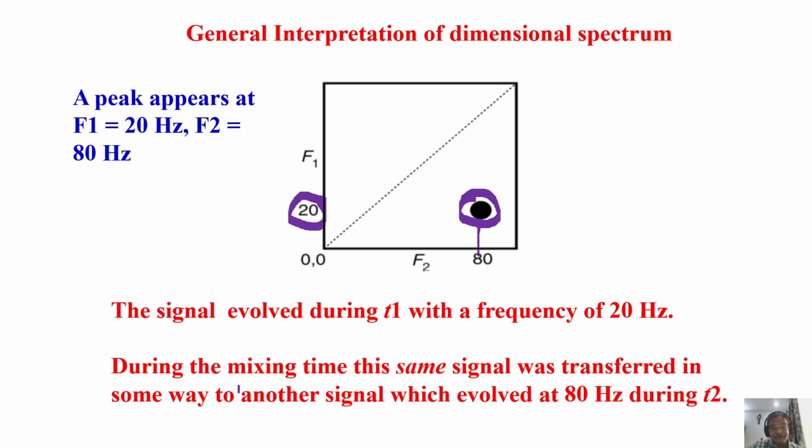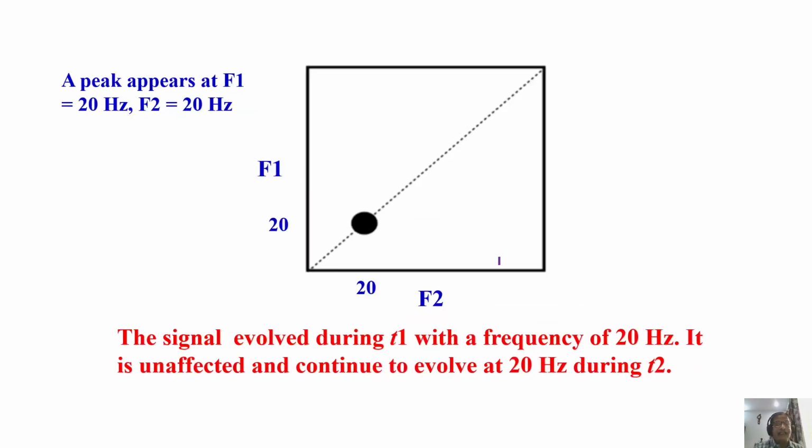Okay, so this spin has given magnetization to another spin, and this spin has its own frequency retained. In the T1 dimension, it is always 20 Hz, whereas in the T2 dimension, it is 80 Hz. This is how you have to interpret. So, if I want to see the precessional frequency of this peak or this spin or this magnetization, I will say in the F1 dimension it is 20 Hz, and in the F2 dimension it is 80 Hz. That's the way you have to interpret a 2D spectrum, any 2D spectrum. Now, let us say I have a peak here.